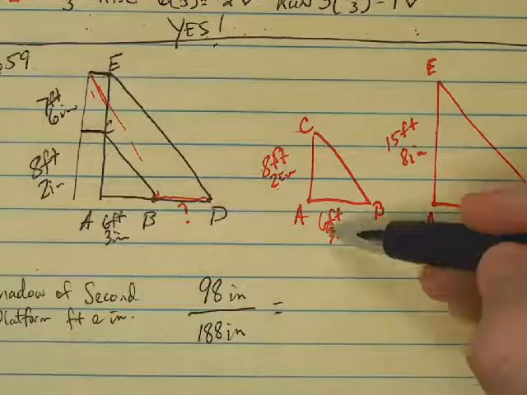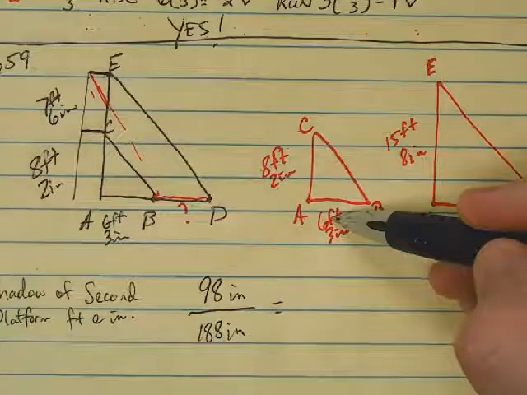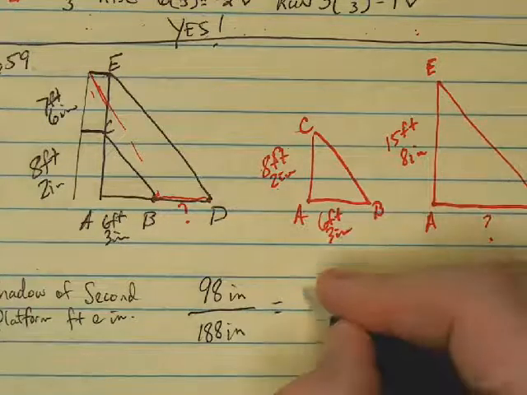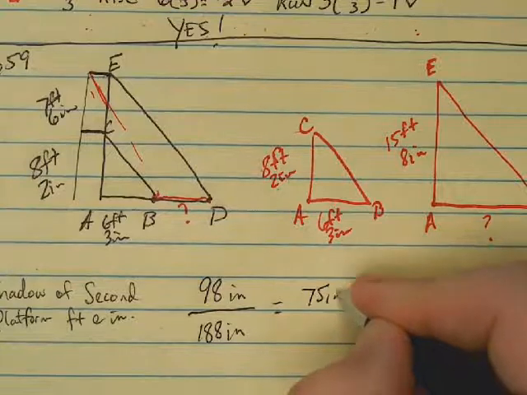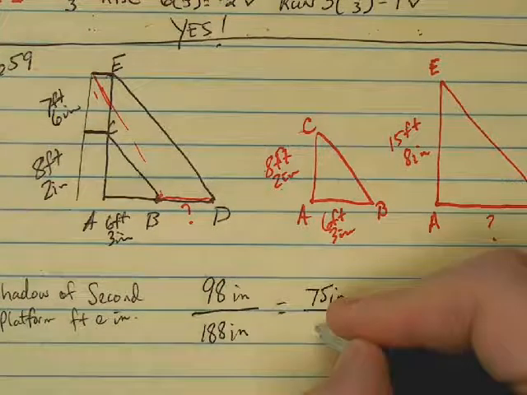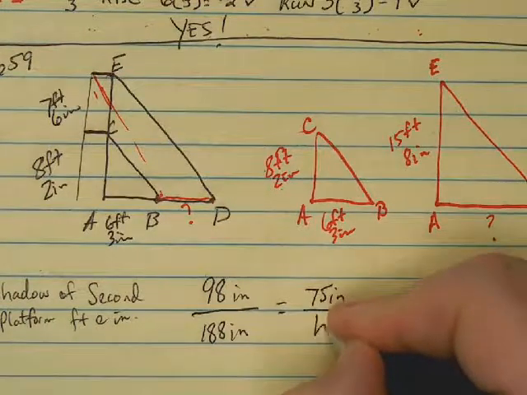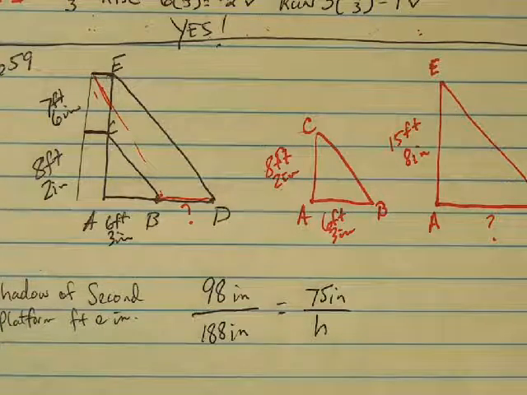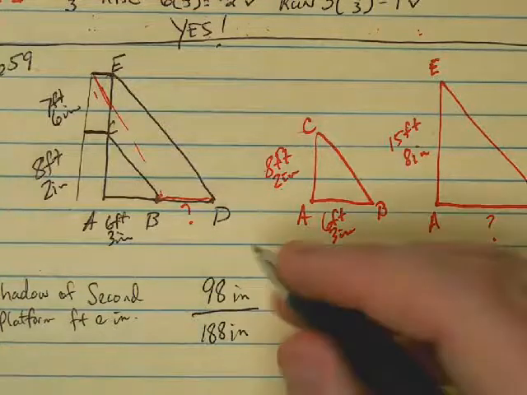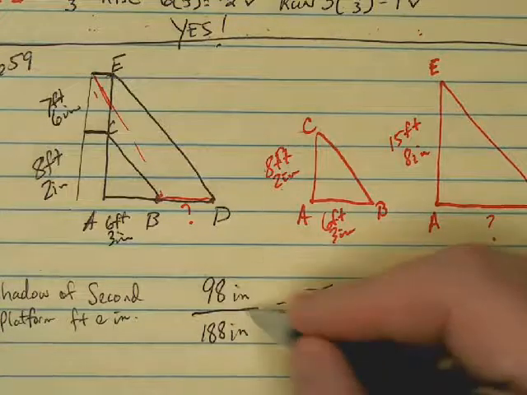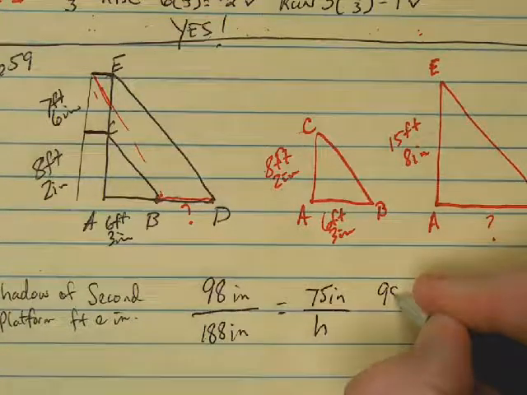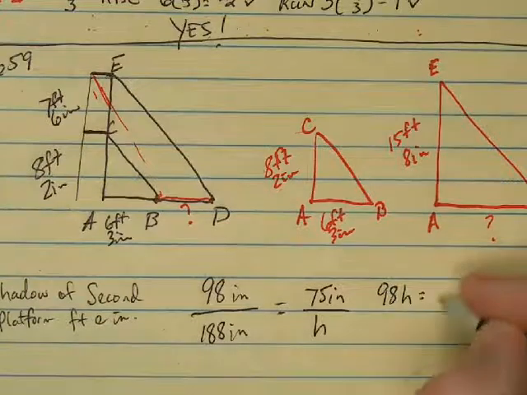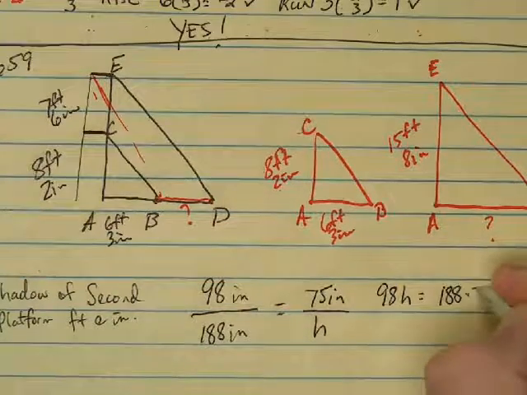Okay, and then 6 feet times 12 is 72 plus 3, 75. And then we don't know what that is, and we're going to call it H or X or whatever we want to call it. That's our unknown. Okay, cross multiply and divide. So 98 times H, and then 188 times 75.